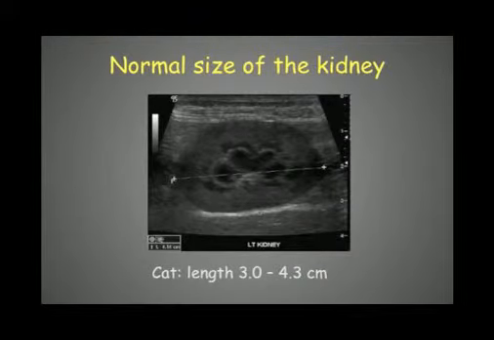The normal size of the kidney is between 3 and 4.3 centimeters in cats. So here we have a kidney of 4.1 centimeters, so definitely a normal size and aspect of the kidney of a cat.